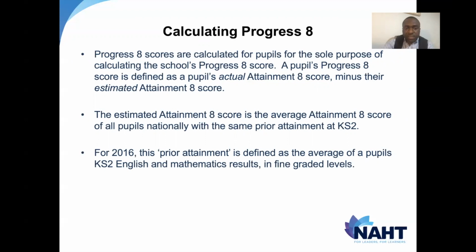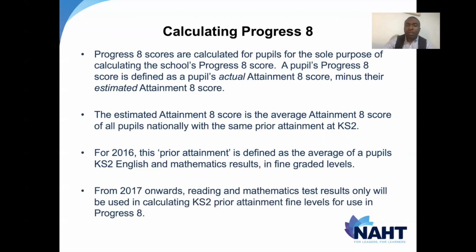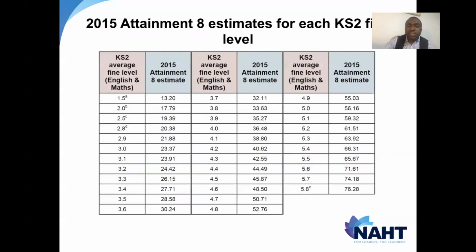For 2016, the prior attainment is defined as the average of pupils' Key Stage 2 English and Maths results in fine grade levels. This is just an estimation of whatever level you're working at. Nationally, your expectation is to get this attainment score for your Key Stage 3.